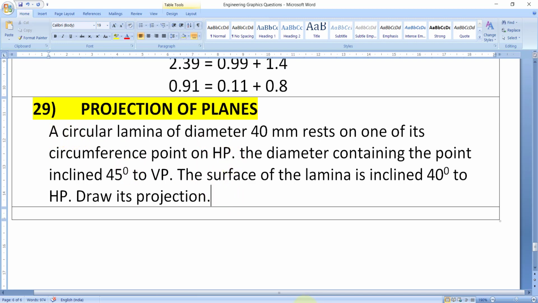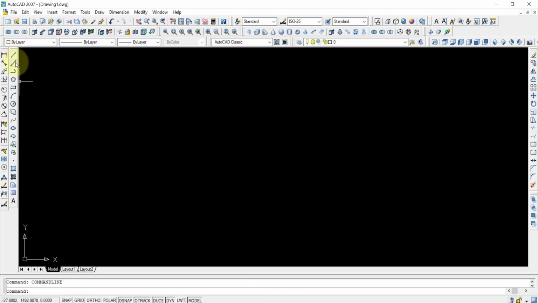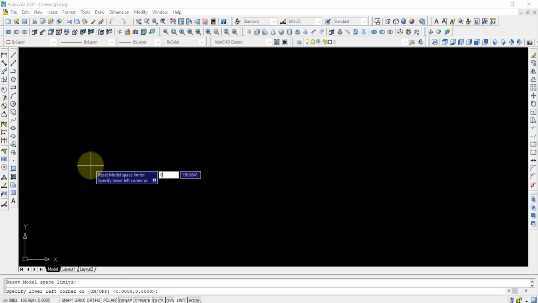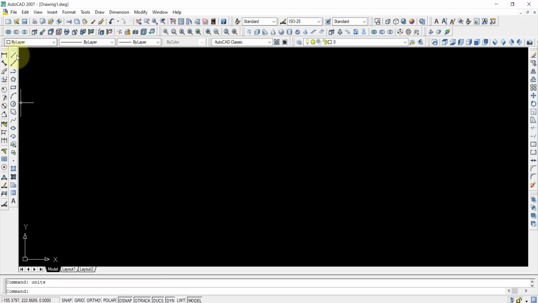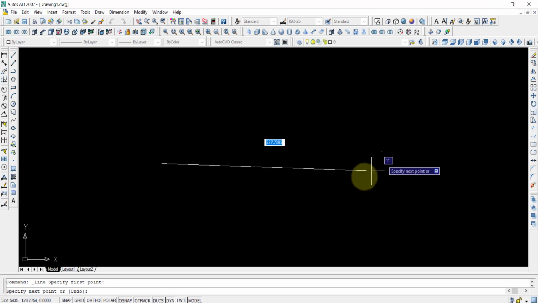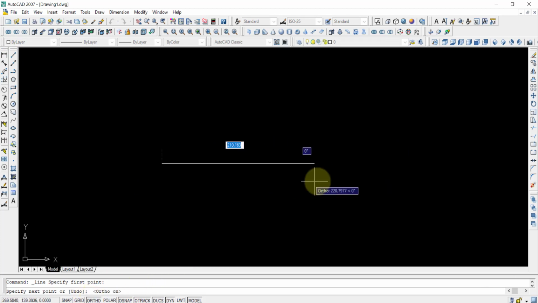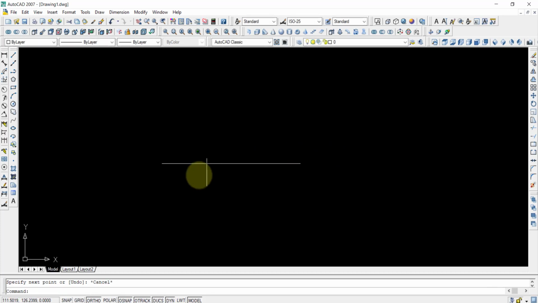First let me draw the XY line. The limits are 0, 0 to 500, 500, and the units are in millimeters. Let us draw a 200 mm line further on the 200 mm line. This is my XY line, suppose.